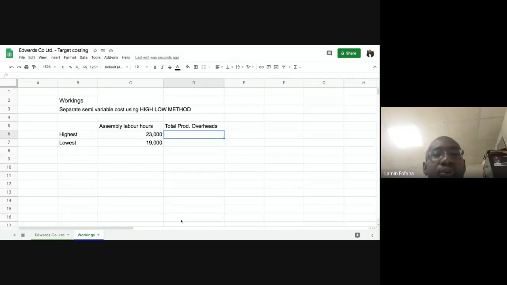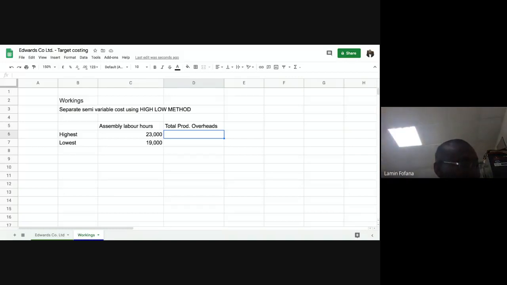Right, so what is the highest production overhead? Sorry, you don't say the highest production. Please be careful about this. The production overhead for the highest activity level may not necessarily be the highest production overhead. Take note of that. So what I should say is, what is the total production overhead for the corresponding highest activity level?